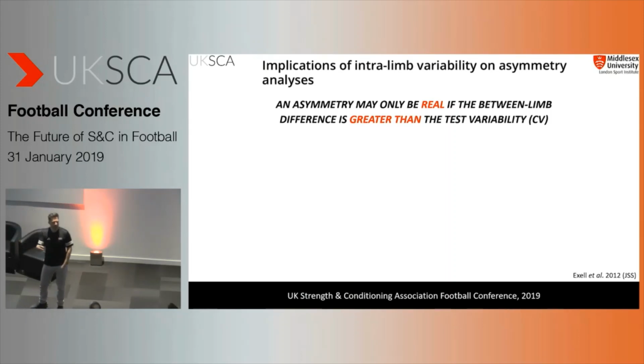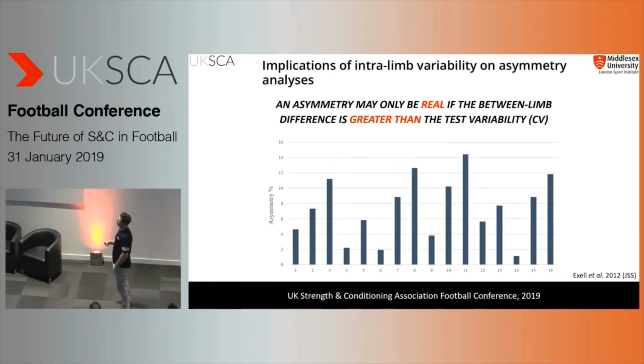And his suggestion, and this has been championed quite heavily by Matt Jordan in his work as well, is that an asymmetry might only be real if it's greater than the coefficient of variation, the test variability value, okay? So what we do is we'll plot our imaginary asymmetry scores in peak force from a counter movement jump on this graph. So we've got individual data for 16 hypothetical people, all right? And if we map our coefficient of variation onto our graph, imagine we had a coefficient of variation of 4% for the counter movement jump test.